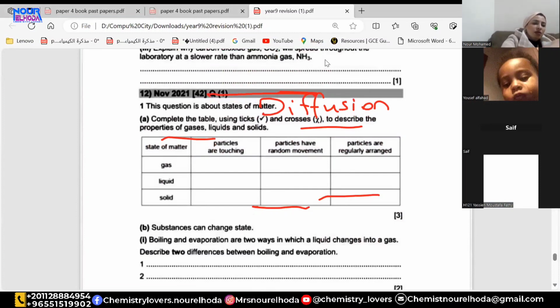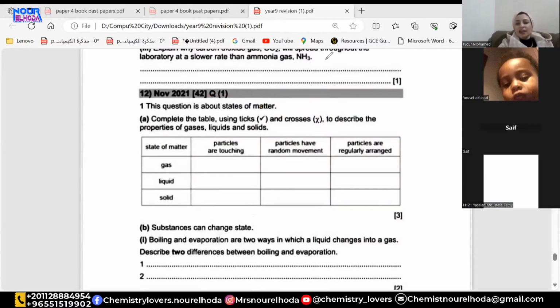Type next. Here he is saying particles are touching. Make a tick. Of course, particles are going to be touching in solid and in liquid, and then here which one are moving randomly?